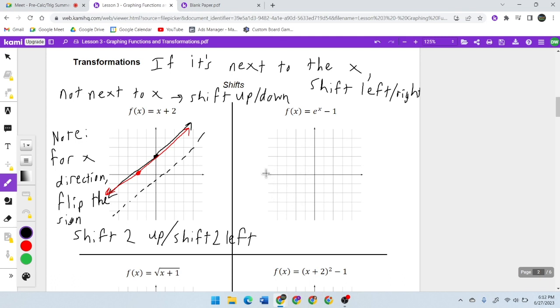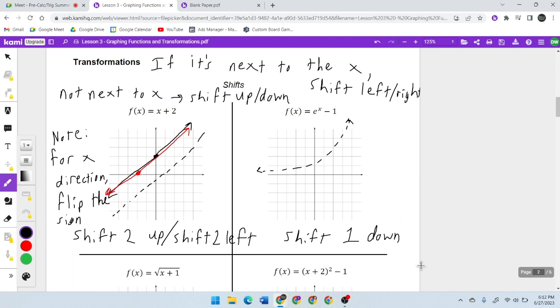So the first thing I'm going to do is draw the original function as a dotted line, so we have a comparison. That is not an asymptote. I know this is going to get confusing because this function does have an asymptote, but it's just going to be shifted down 1. Shift 1 down.